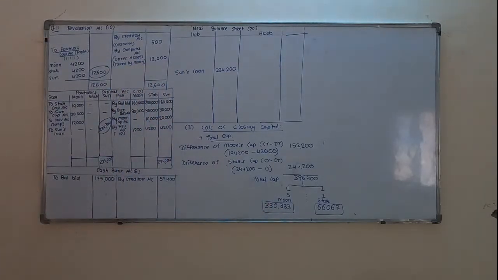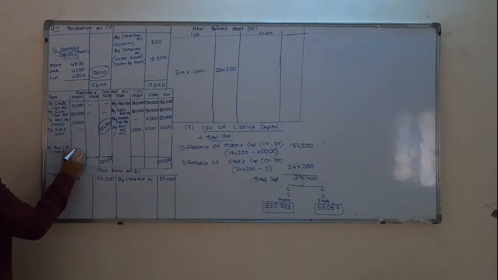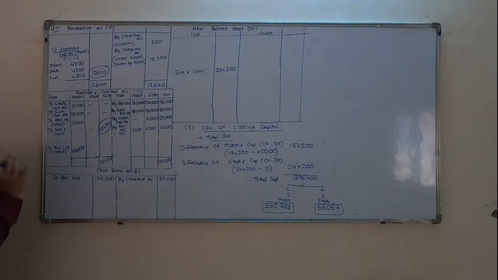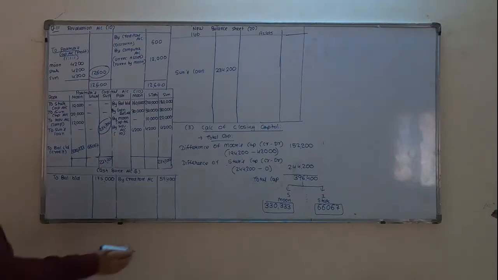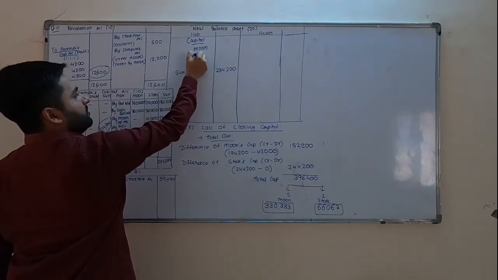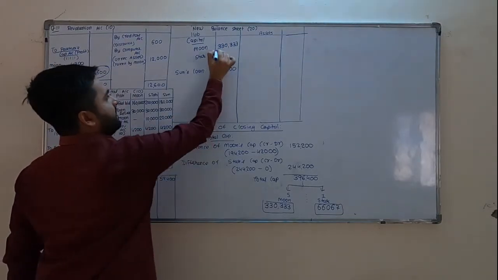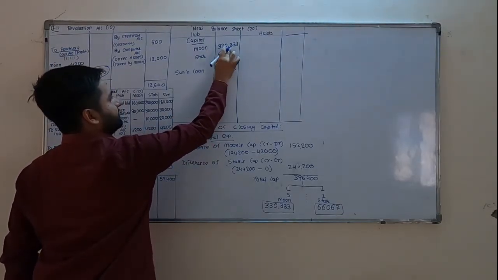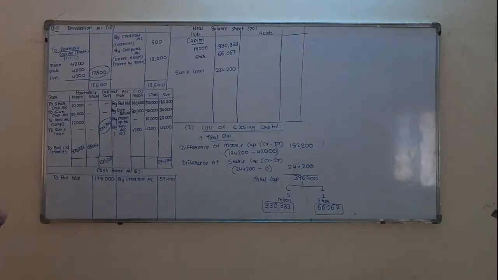Okay, now I am writing the closing balance. Leave one line and write: To balance carried down, credit balance. Now for Moon it is 3,30,333, and for Star it is 66,067, which I will write here under the capital columns, Moon and Star. 3,30,333, and for Star 66,067. Okay, so now this part is over.